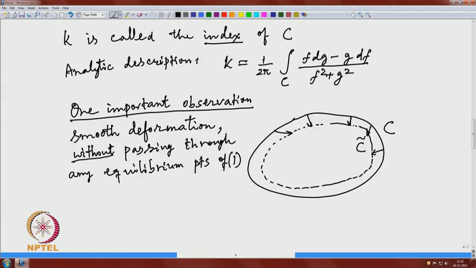Okay. Then one proves, this is the important observation, the index of C is same as index of C tilde. Okay. So that is one important observation. So in particular, if a closed curve C is such that in the interior of that C there are no equilibrium points of 1, then I can keep on deforming and make the length of this closed curve very small and eventually going to 0.